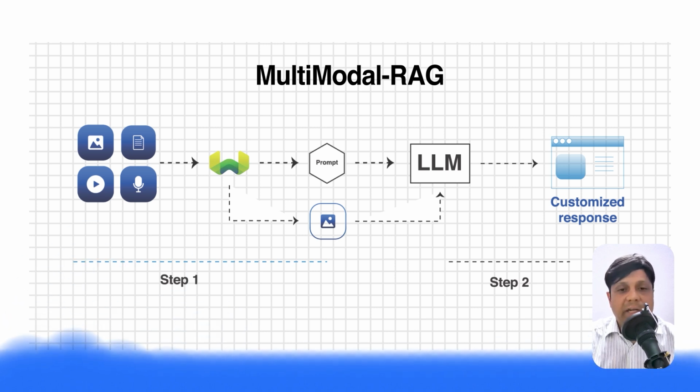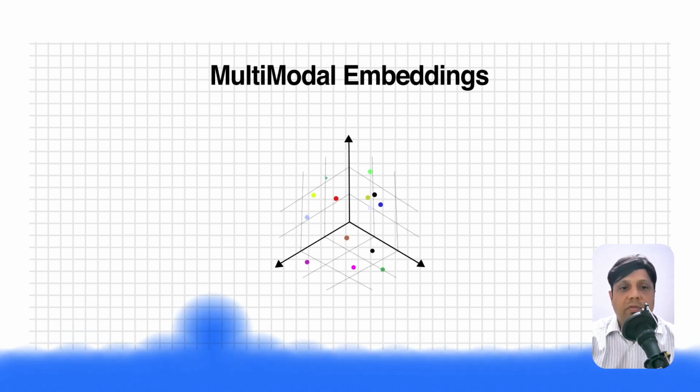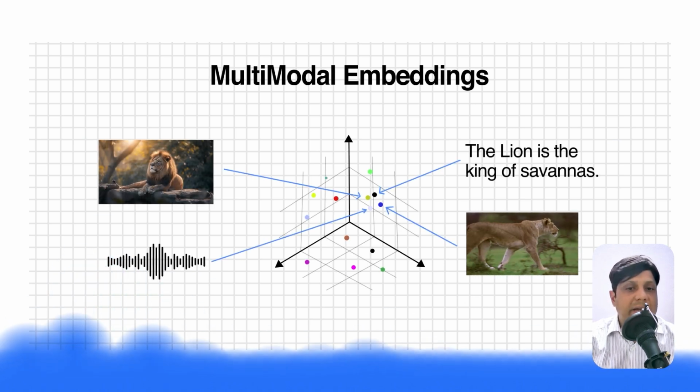Now we have a vector database where we are storing data in any modality. When a prompt comes, we retrieve any modality which is relevant, and then we pass it to the LMM, and it will generate the response based on that. So multimodal RAG gives us the freedom to store any kind of data. We are not just restricted to text data. And why can we do this? Because we have multimodal embeddings now.